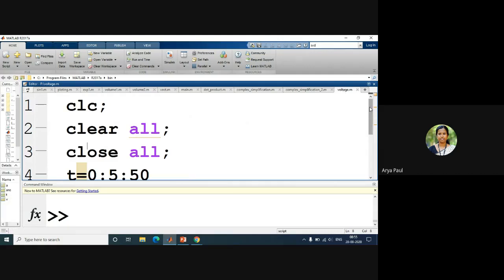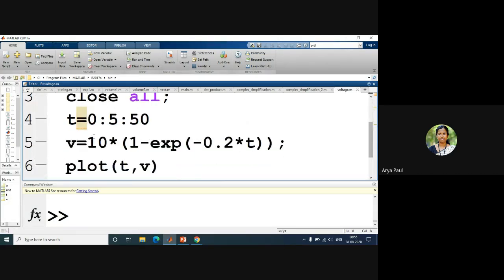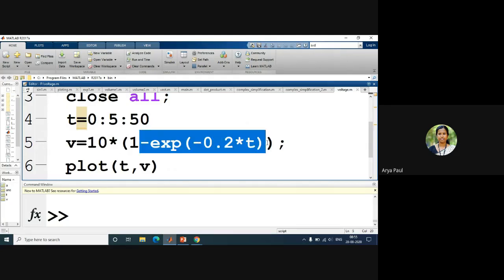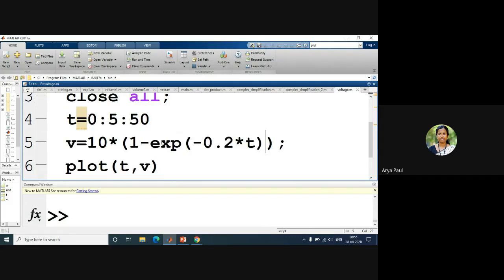Suppose the voltage across a capacitor is equal to 10 into 1 minus e raised to minus 0.2t. How can you define e raised to? We can define e to the power as exp. Exp of minus 0.2 times t. Suppose 10 into 1 minus e raised to minus 0.2 t, that is the voltage across a capacitor. How can you implement that?